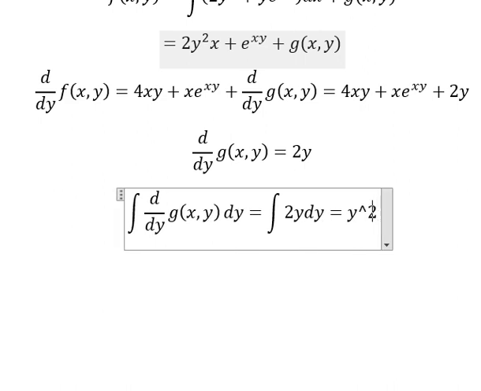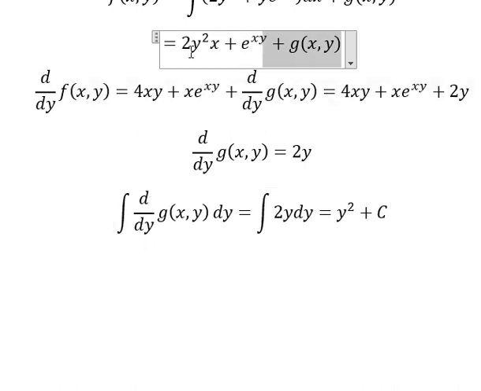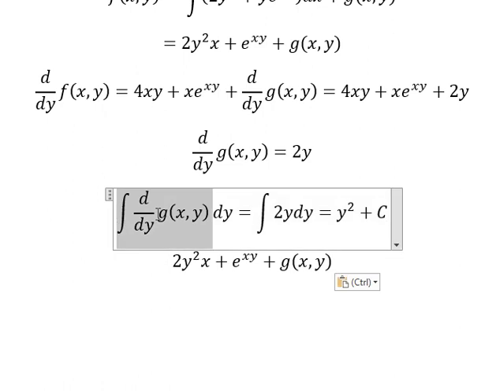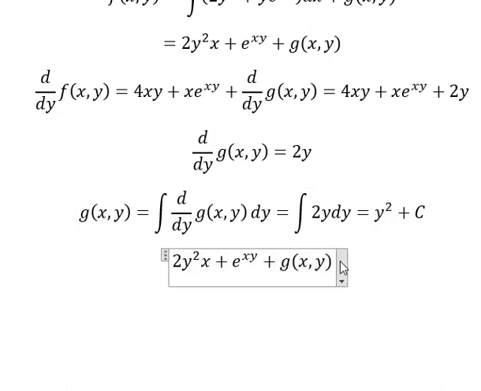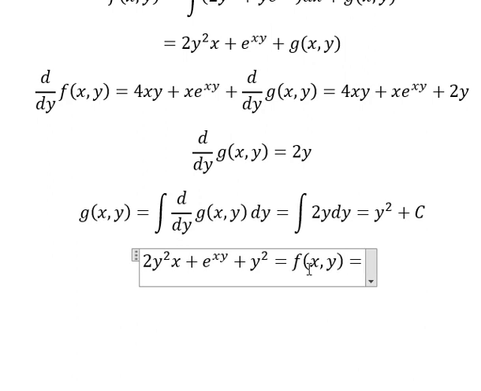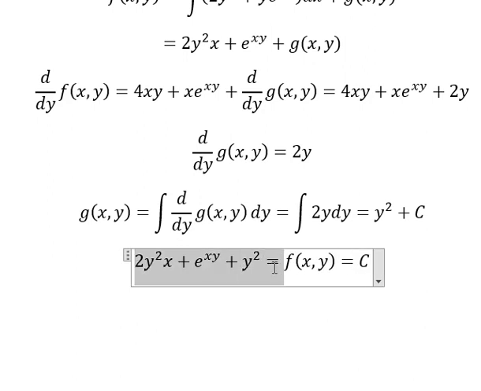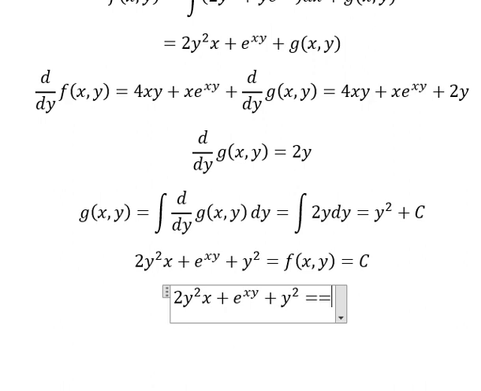This one we have y square. Now we go back in here. So the integration of this one, we have 3xy. 3xy equals to this one. And we know that this one equals to f(x,y). f(x,y) equals to c. And now we simplify like this.